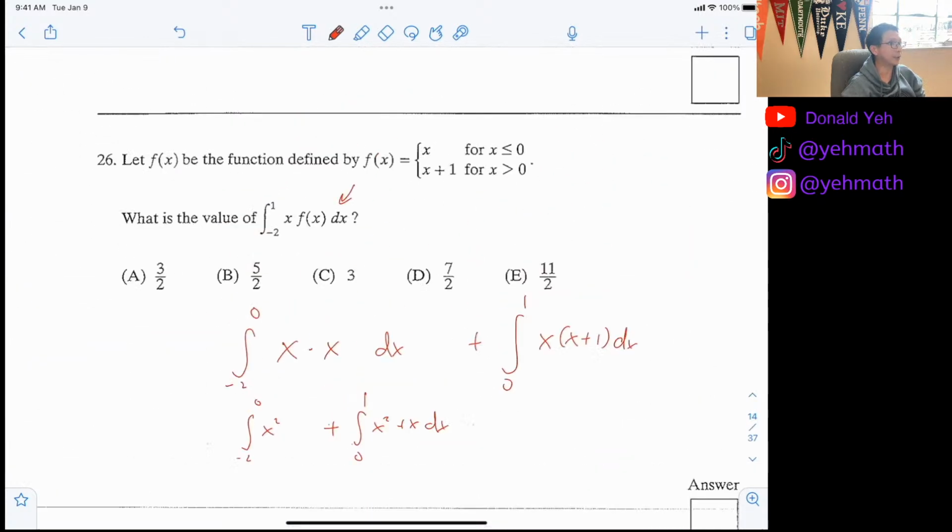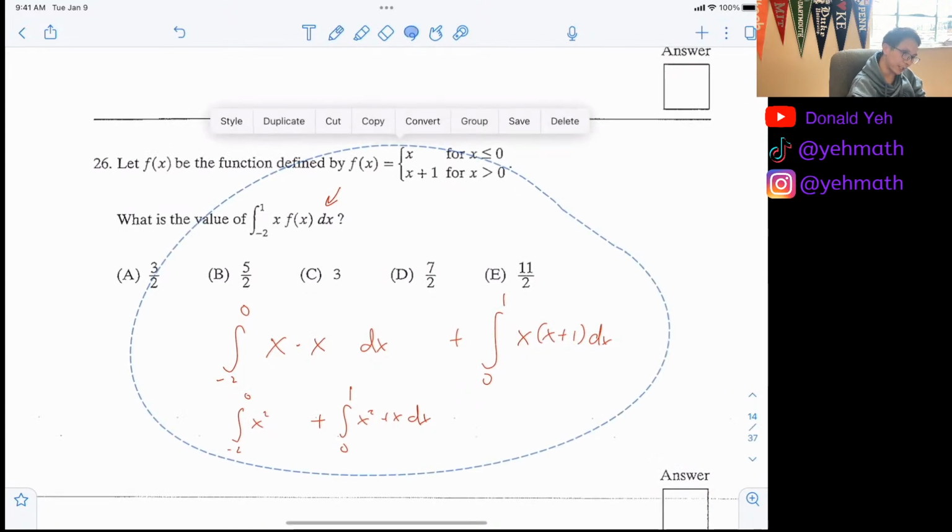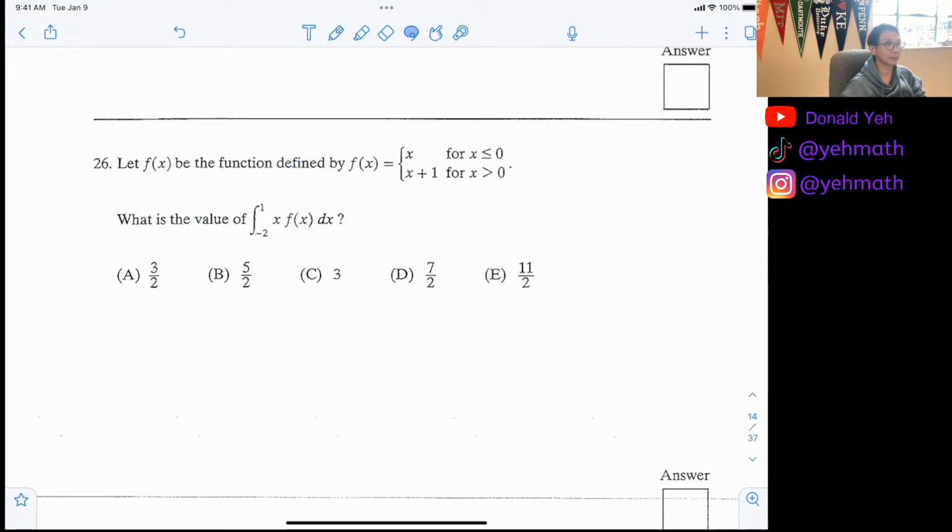Oh, 26 is a great question. So let's talk about 26 a little bit. How many of you guys figured out how to do 26? That's good.